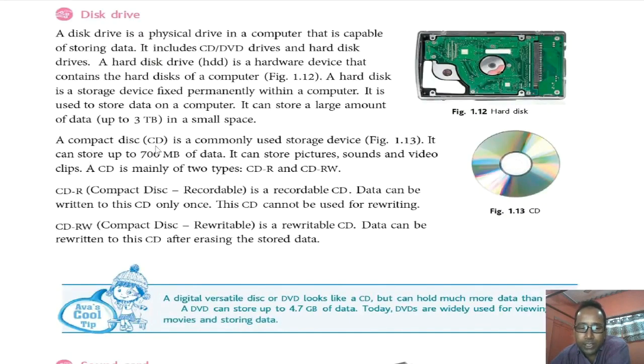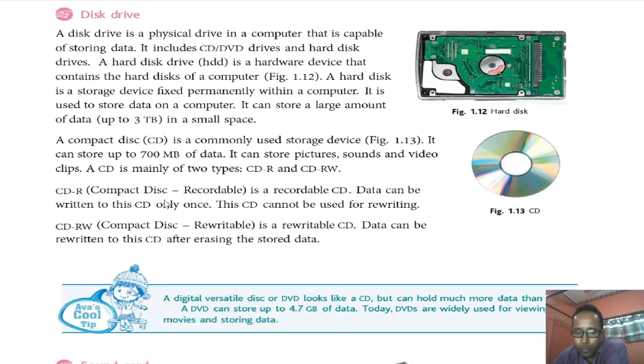Then compact disk, CD. It is a commonly used storage device. It can store up to 700 MB of data in the form of picture, sound, video, text, etc. A CD is mainly of two types, CD-R and CD-RW, but another type is also there which is not given in your book, CD-ROM. CD-ROM means compact disk read-only memory, where data is already present in the form of text, picture or video, which the computer can only read, like ebook CD, software CD, game CD, movie CD, song CD. Where data is already present, the computer can read. We cannot erase or rewrite the data on this type of disk.